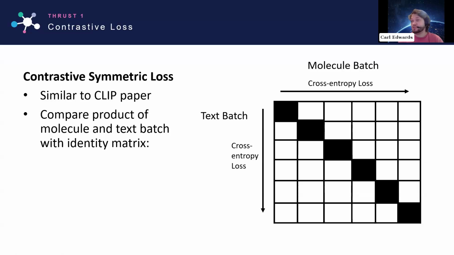But essentially, a key idea is to compare the product of the molecule and text batch to the identity matrix. So what is the idea there? Well, essentially, in a mini batch of size n, we're going to have n positive examples. But if we compare, for example, the second description with the first molecule, that gives us a negative. And we can do that across the whole mini batch.